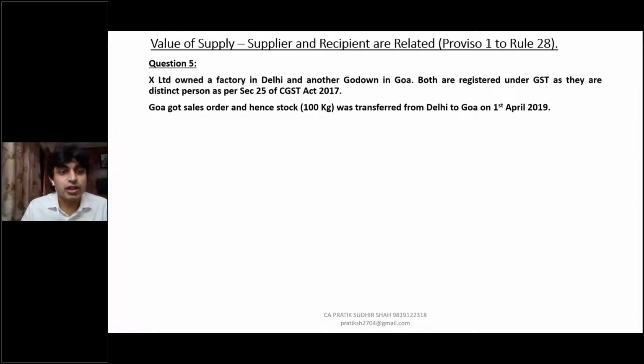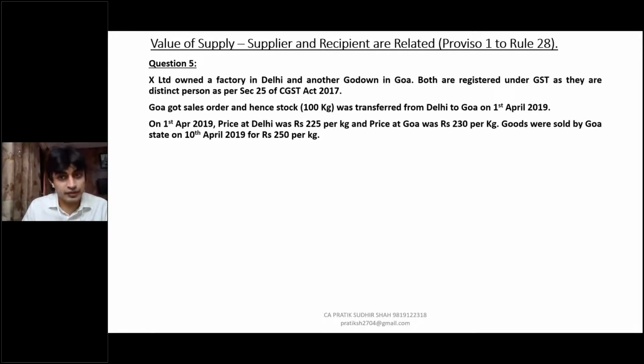Goa got a sales order and stock of 100 kg was transferred from Delhi to Goa. Now see this. On 1st April 19, you have to be very attentive, it is very complicated. On 1st April 19, price at Delhi was 225 and price at Goa was 230.